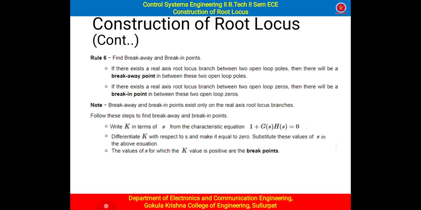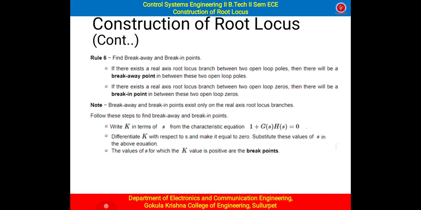Usually we calculate those values by following these steps to find breakaway and break-in points. Write K in terms of s from the characteristic equation, 1 plus G(s)H(s) equal to 0. Then differentiate K with respect to s and make it equal to 0, and substitute these values of s in the above equation. The values of s for which K is positive are called breakpoints.